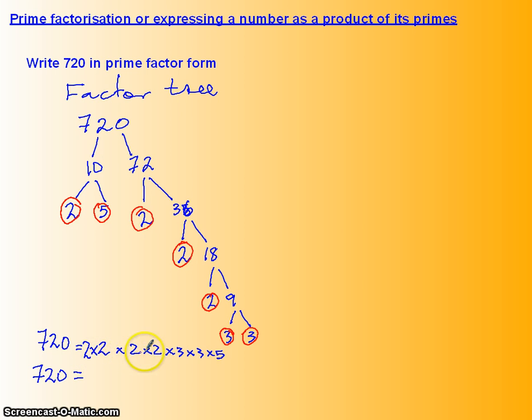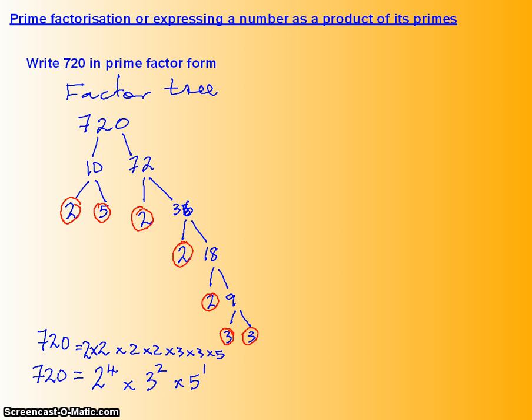So we multiply 2 by itself 4 times, so in index form it's 2 to the 4. We multiply 3 by itself twice, so it would be 3 to the 2, and 5 just once, so it's just 5. You could write 5 to the 1 if you want, but it's just 5 anyway. So expressing 720 as a product of its primes is 2 to the 4 times 3 to the 2 times 5 to the 1.